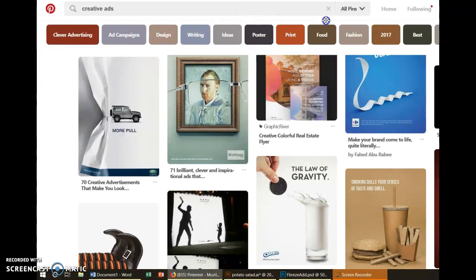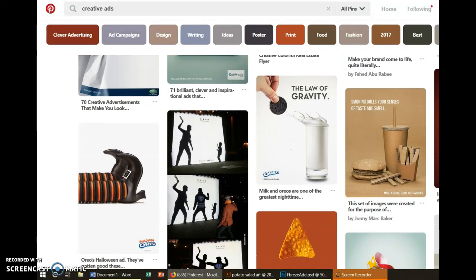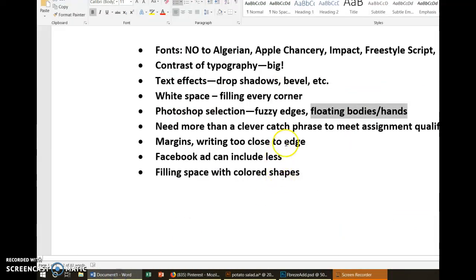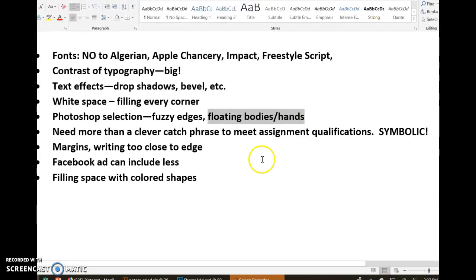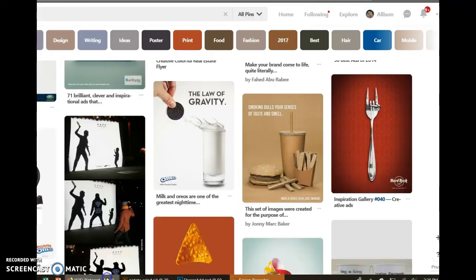Gonna move the screencast over again. I see some witch's feet, and they go all the way off the page. Also, just want to say these are definitely embodying that extremely important principle of the assignment, which is something else that people are struggling with. I need more than a clever catchphrase to meet the assignment qualifications. You have to be using two images. You have to be using Photoshop to blend them together symbolically. That can be difficult to understand. What does that even mean?